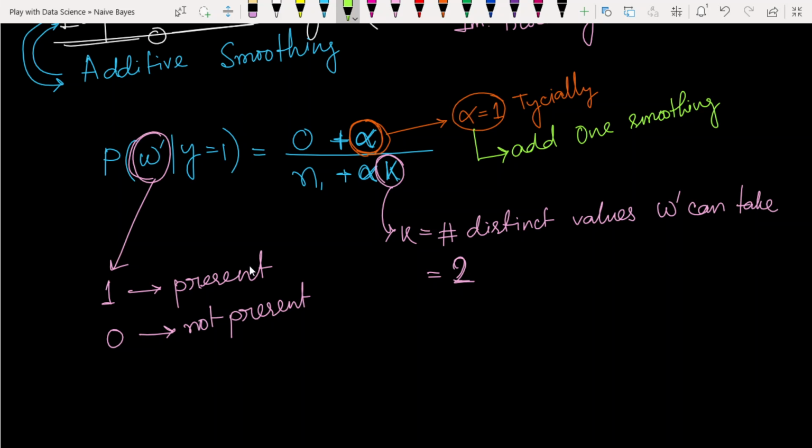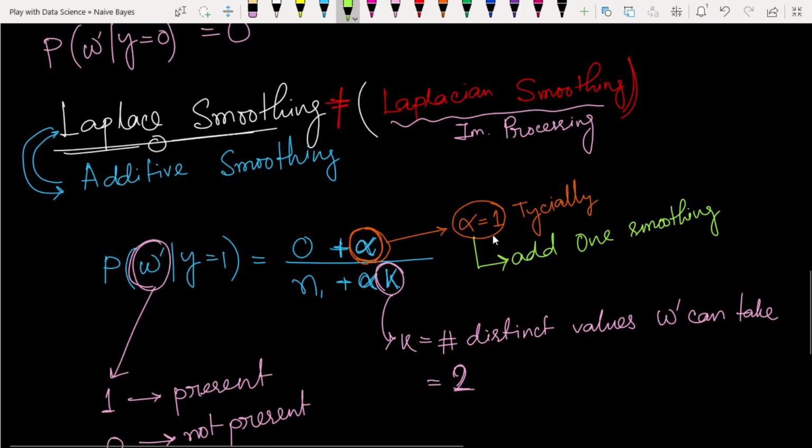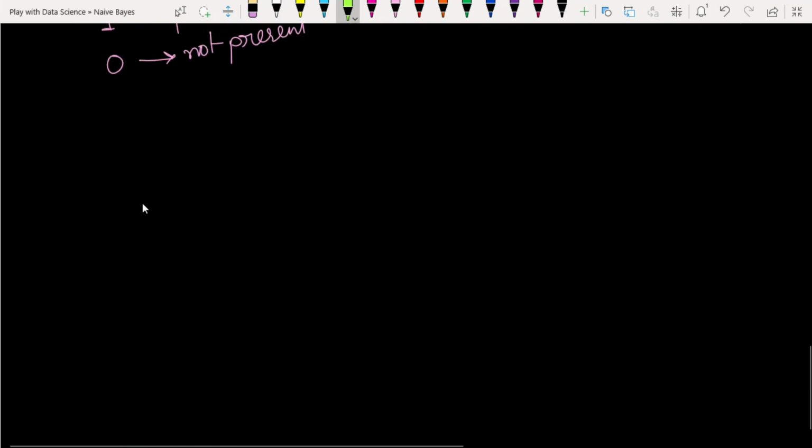Okay, because of alpha, in general we have taken alpha equal to 1, so many authors call it add-one smoothing, because you are adding 1, nothing else. So let's see what the actual intuition is, what the interpretation of taking alpha here is. Let's see these examples.